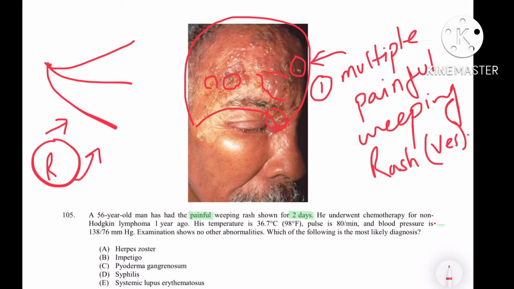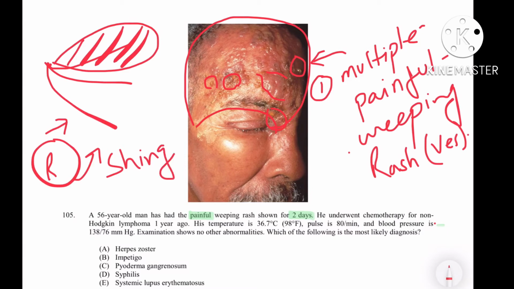In this condition, the ophthalmic division is involved. So if there are multiple painful weeping rashes or vesicles along the dermatome, then the diagnosis will be shingles, or we can just say herpes zoster infection. So in this condition, the causative organism is herpes zoster and the condition is shingles.